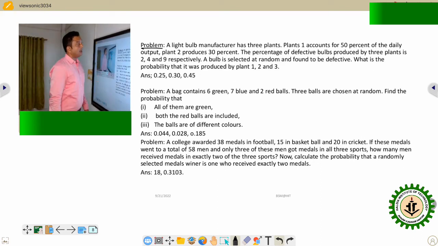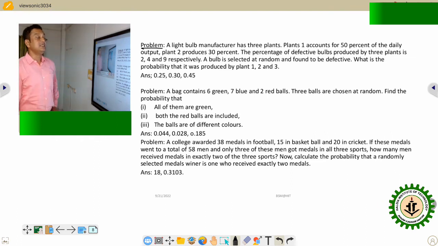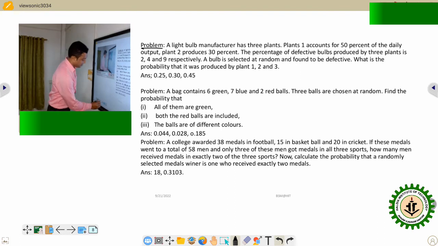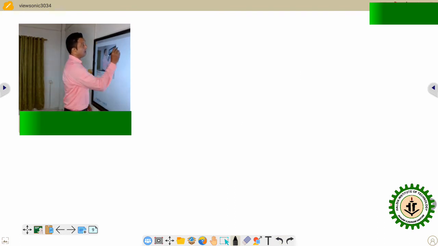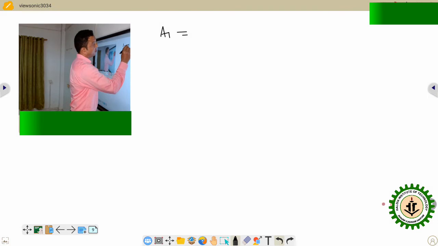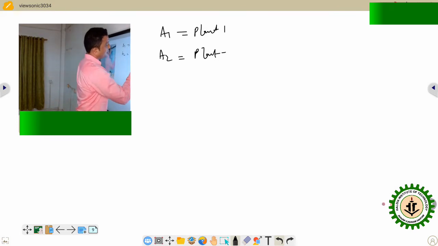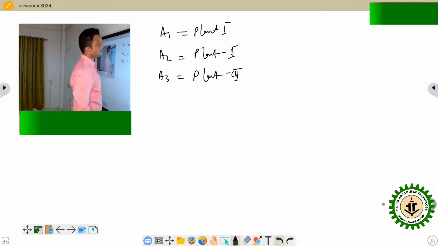A light bulb manufacturer has 3 plants. Plant 1 accounts for 50% of the daily output, plant 2 30%, and obviously plant 3 will be 20%. Nothing to mention here. So let A1 be for plant 1, A2 for plant 2, and A3 for plant 3. Okay, these are the three events we have considered.